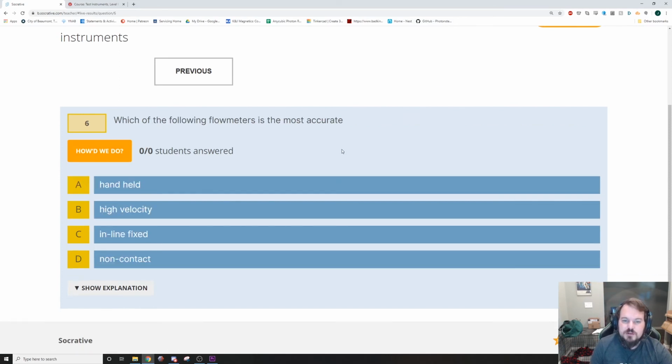Which of the following flow meters is the most accurate? We just answered that. That is the inline fixed flow meter. You can rewind to see what page that was on.